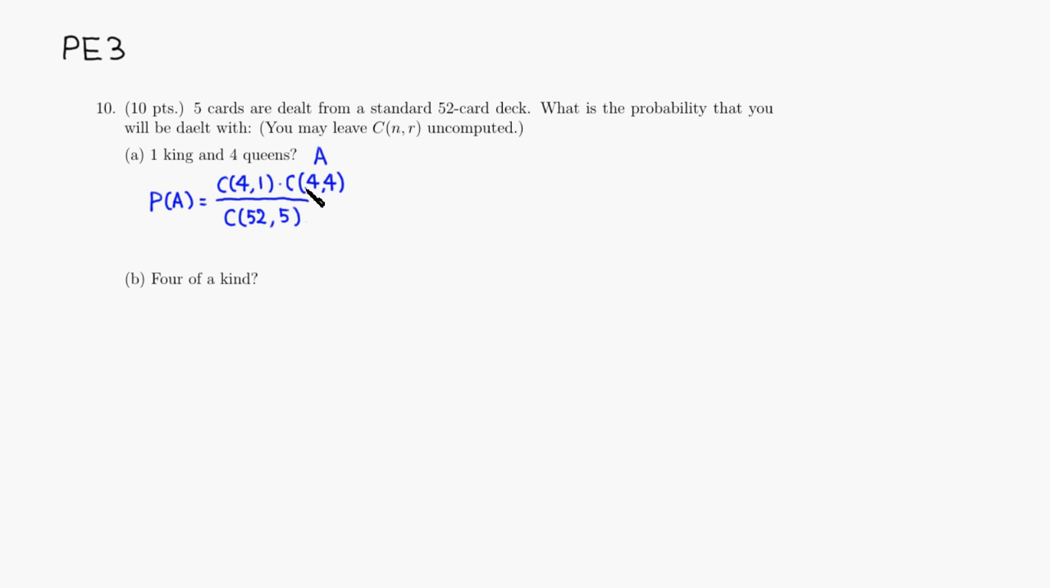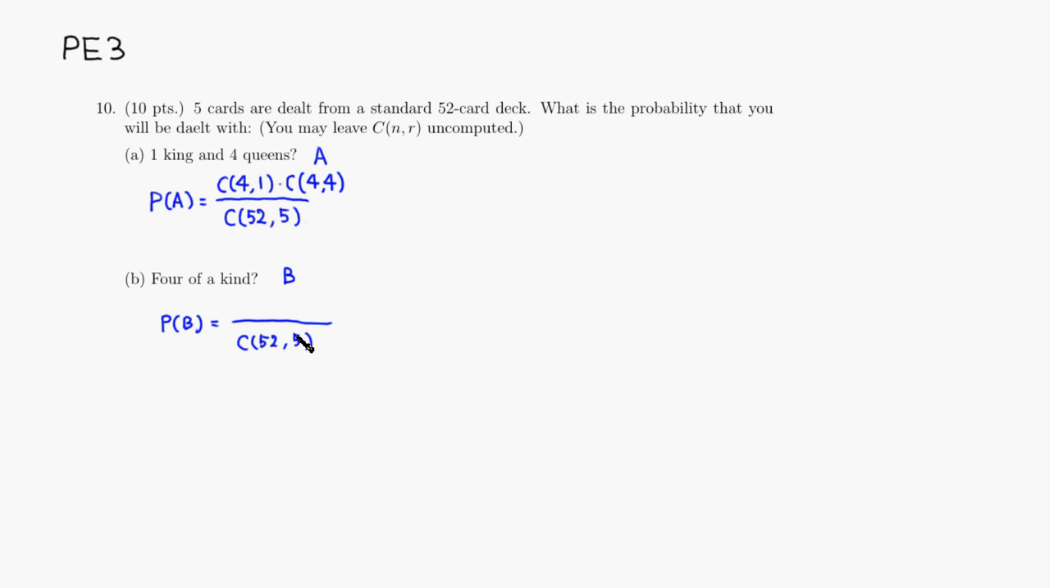So let's look at part B, which is 4 of a kind. I'm going to call this event B. So the probability of event B would be, the denominator is exactly the same. This is the total number of 5-card hands that are possible.